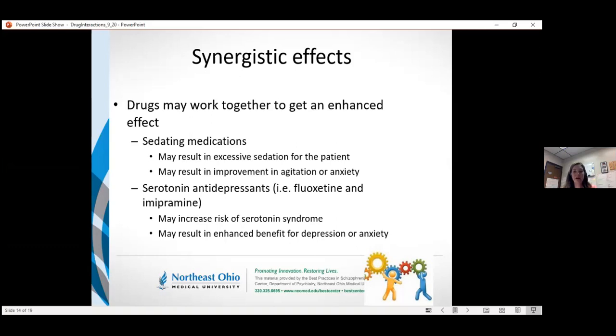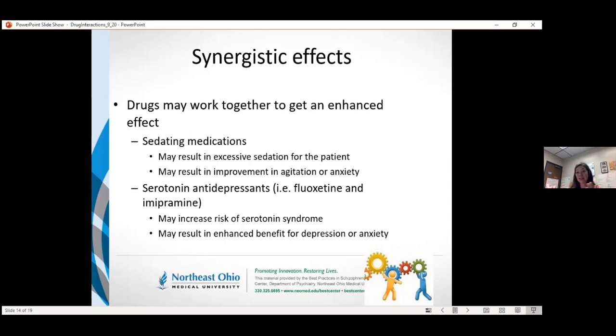Another example is with serotonergic agents. So there are a lot of medicines that work on serotonin, our neurotransmitter. And as we have more of them that increase the serotonin, there is a risk for a potentially serious condition of serotonin syndrome. So I use this example, fluoxetine. Maybe it's being used for anxiety or depression, and maybe the patient has bedwetting, so they're also on imipramine. So as we have two antidepressants that both increase the amount of serotonin, there is a potential risk for the development of serotonin syndrome, so that would be bad.